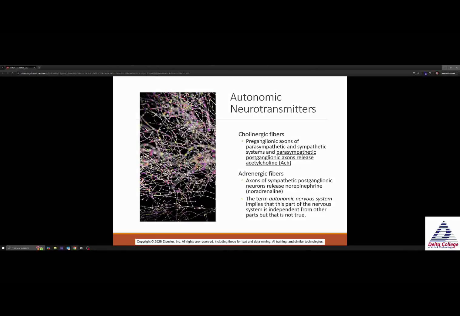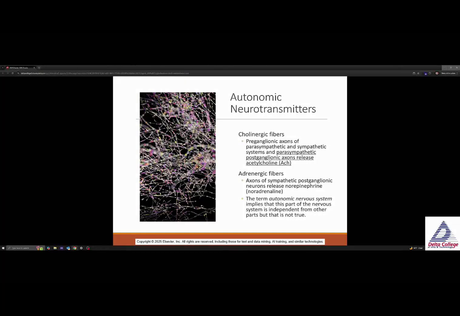Now let's talk about autonomic neurotransmitters. The neurotransmitters in the ANS consist mostly of cholinergic fibers. These are preganglionic axons of the parasympathetic and the sympathetic systems, and parasympathetic postganglionic axons release acetylcholine, ACh. Now, adrenergic fibers, these are axons of the sympathetic postganglionic neurons, and they release norepinephrine or noradrenaline.